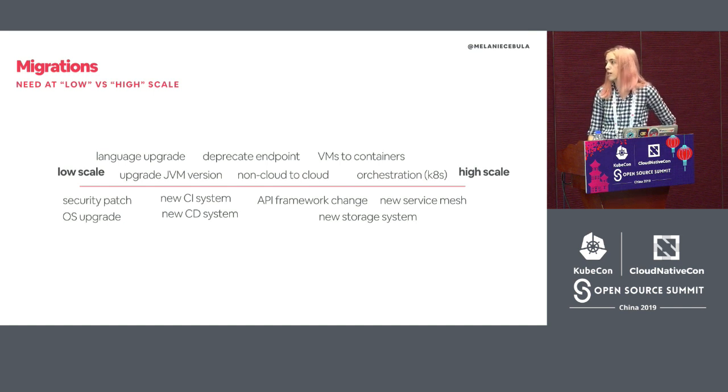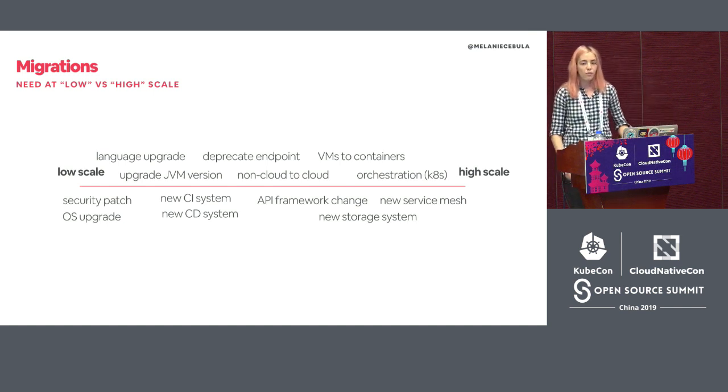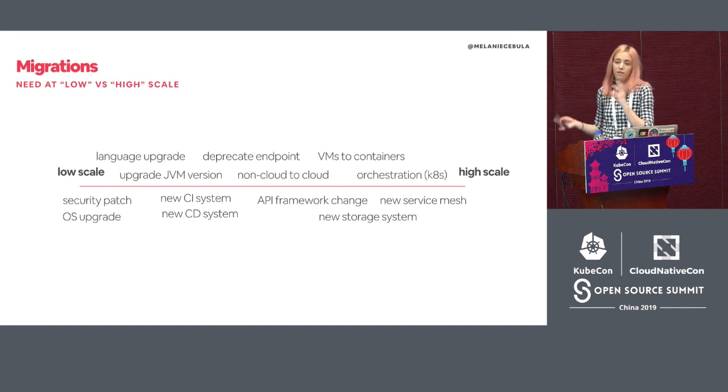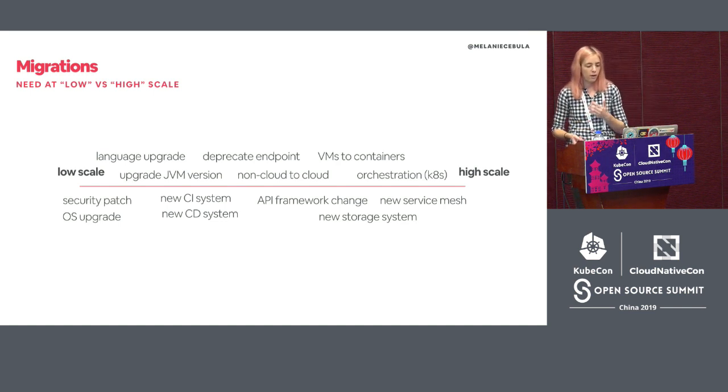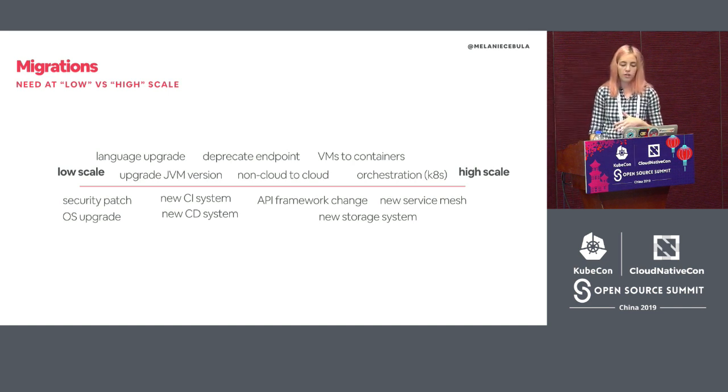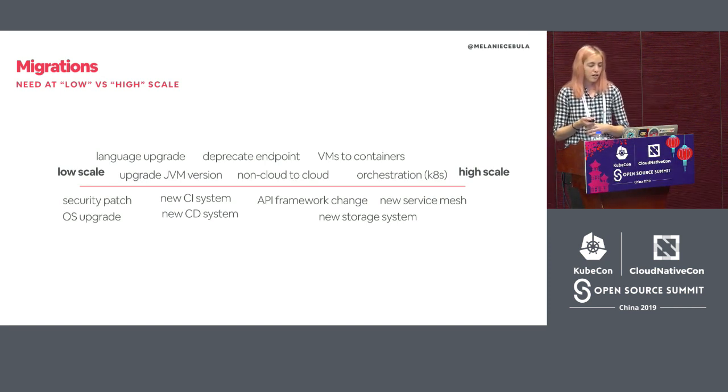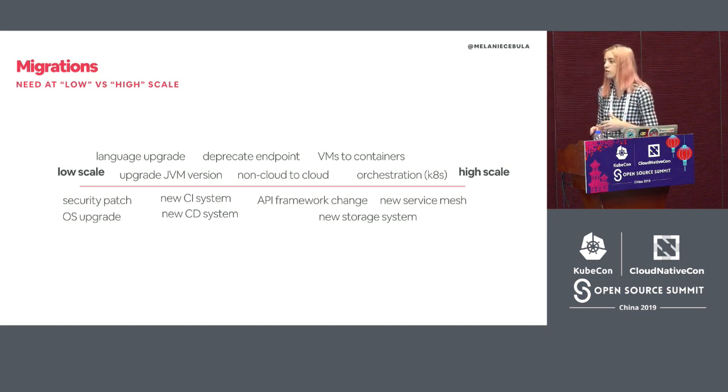And then the other dimension I like to think about for migrations is what you need at any scale versus what you need at a very high scale. There's migrations you need regardless of scale, like upgrading your language or framework version. And then there's migrations that you don't really need to do until you hit a certain scale, and once you hit that scale, you really need to do that migration. Some examples of things you need to do at a high scale are updating your storage layer or your orchestration or your service mesh. These are things that, when you have a lot of load, a lot of traffic, you'll start to realize that you need these migrations.